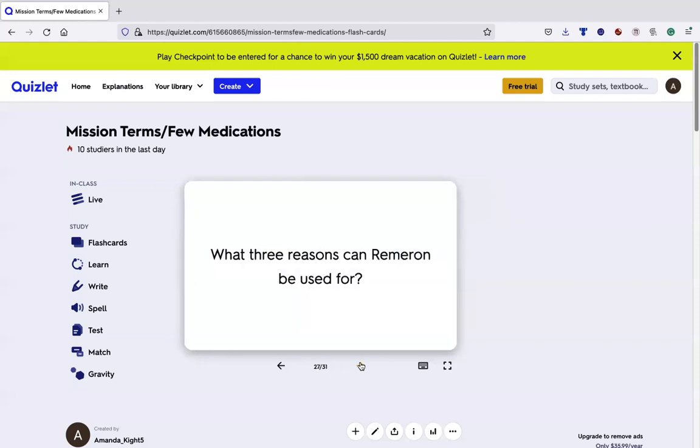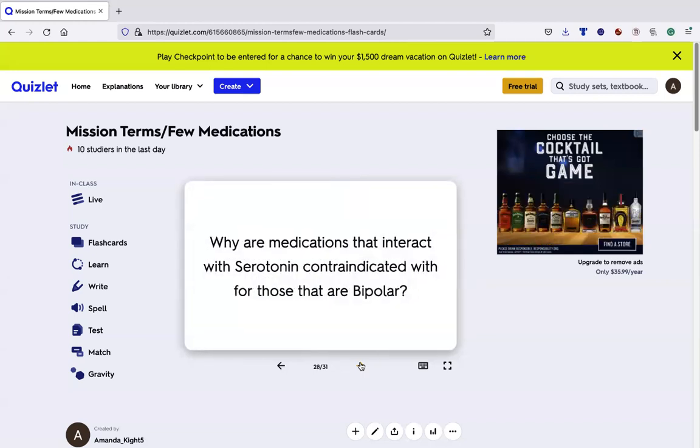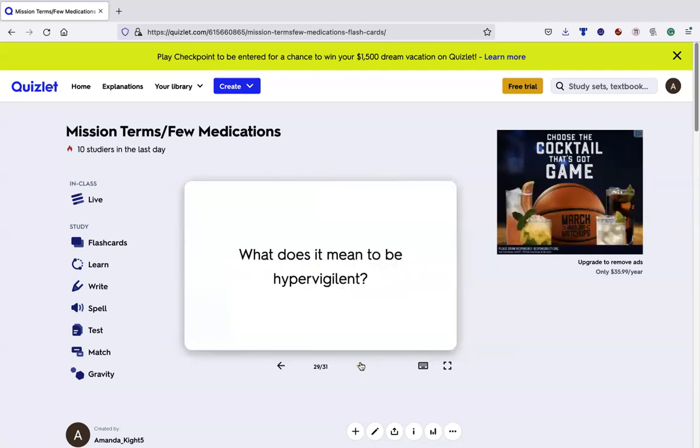All right. So what are the 3 reasons Remeron can be used for? We just answered, and that is for depression, for sleep, and for weight gain. Why are medications that interact with serotonin contraindicated with those using bipolar? We'll talk about that when we talk about bipolar.